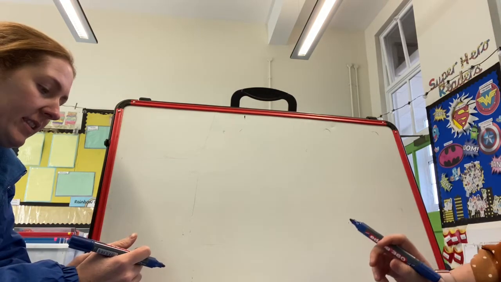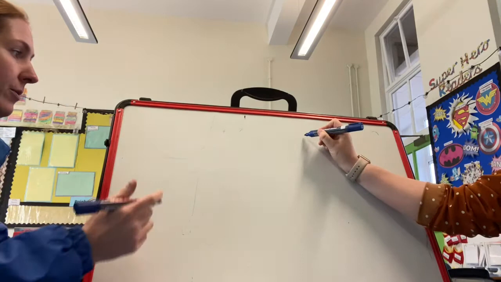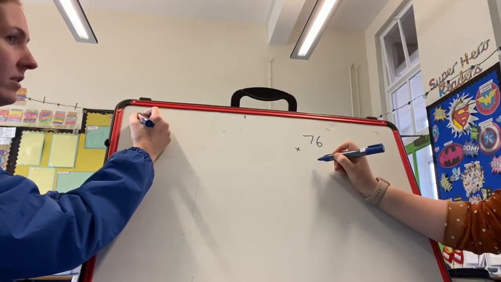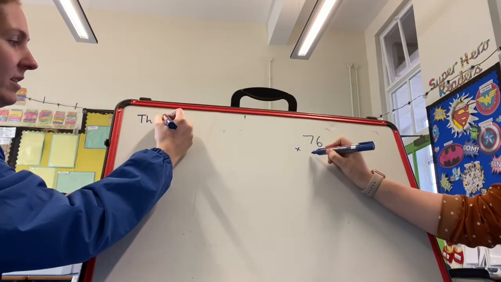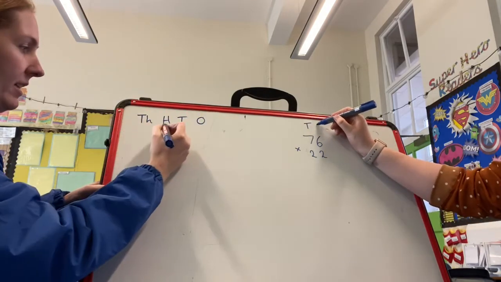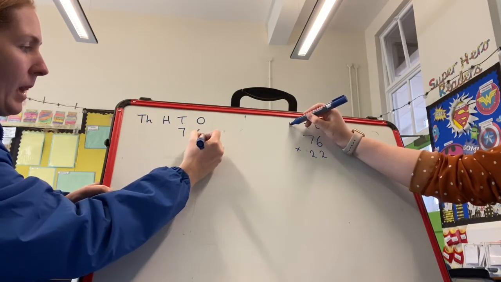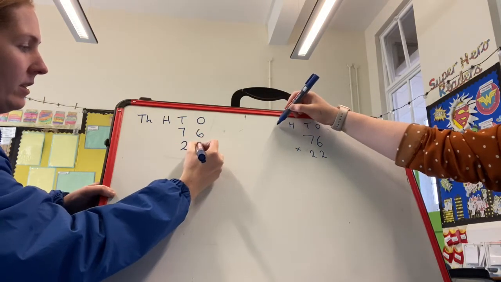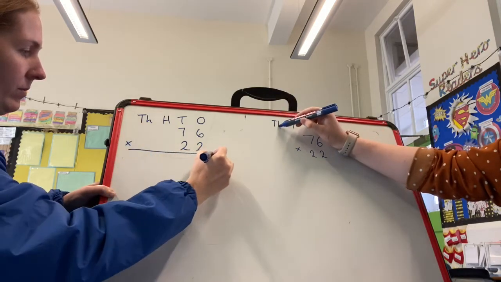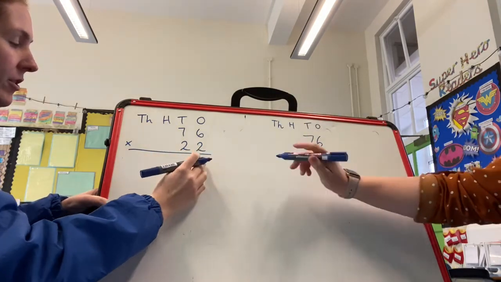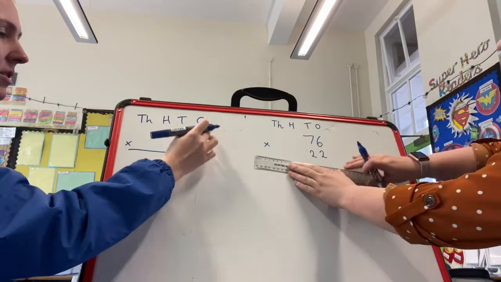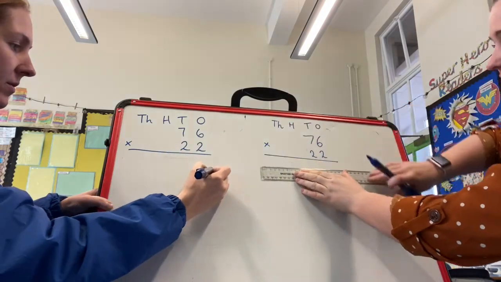So we're going to start with 76 multiplied by 22. So I'm going to do thousands, hundreds, it doesn't matter if you don't, tens and ones. 76 multiplied by, or times by, however you want to say it, 22. I'm going to leave 2 spaces because I'm going to times by my ones and my tens. Well, I'm not going to actually, Miss Bates, you're going to leave 2 spaces, aren't you? I am.